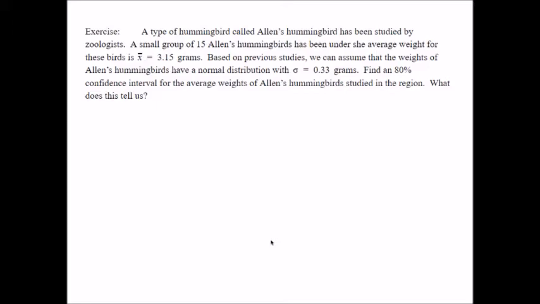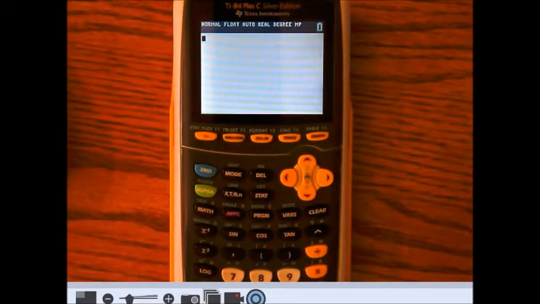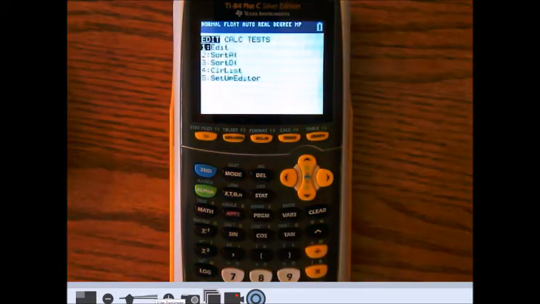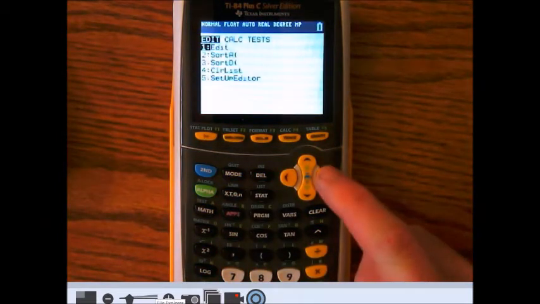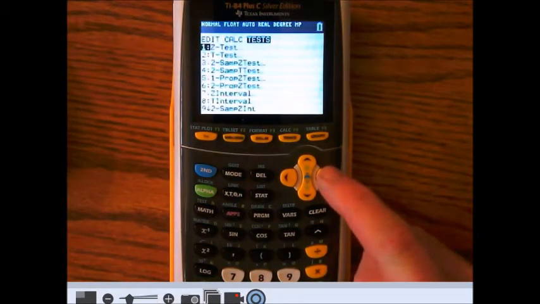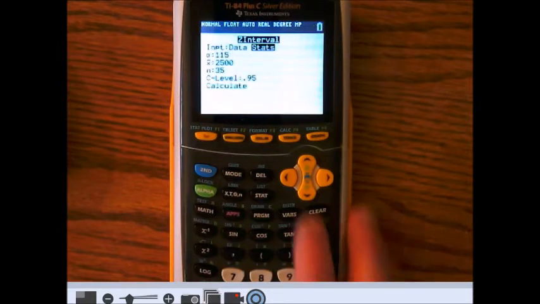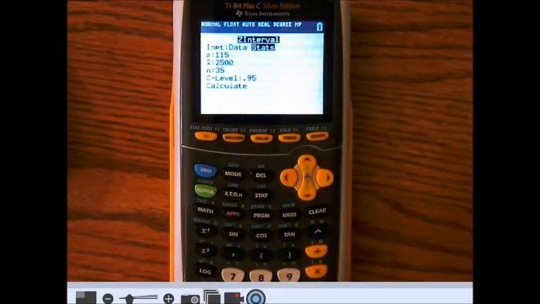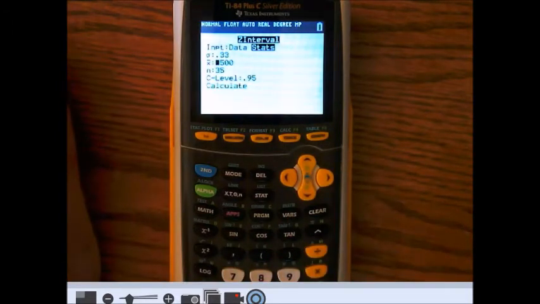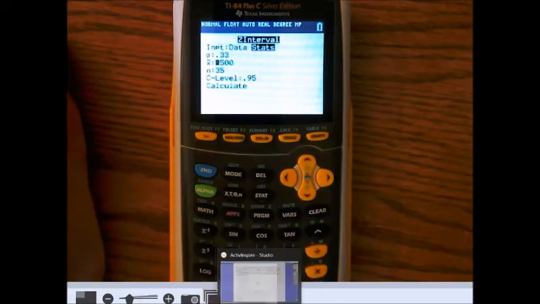So what I found on our calculator is that if we go to stat and then over to tests, choice number 7 will let us do what's called Z interval. And then what we can do is type in the standard deviation for this one, which is 0.33. The X bar, I believe, was 3.15.